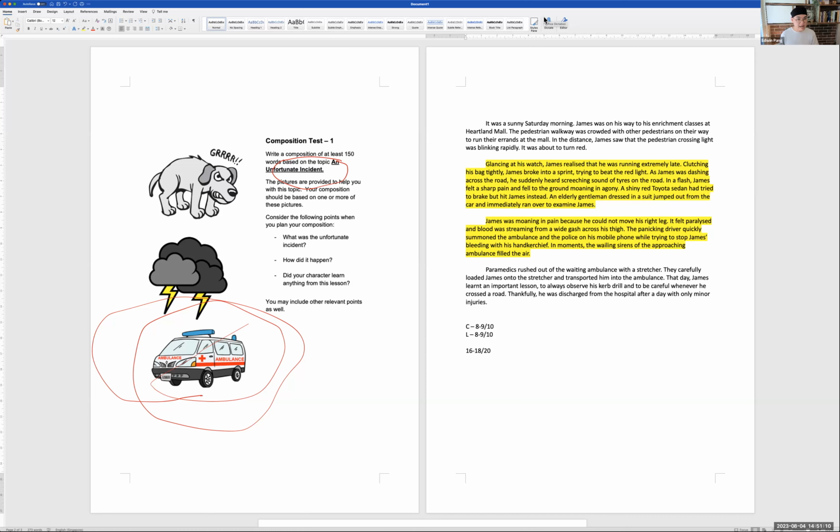Who was driving the car? An elderly gentleman dressed in a suit. And what did he do? He jumped out of the car and he ran over to examine James to check if he was okay. And James, how was James? James was moaning in pain. He couldn't move his right leg. It was paralyzed. Blood was streaming out of a gash across his thigh.